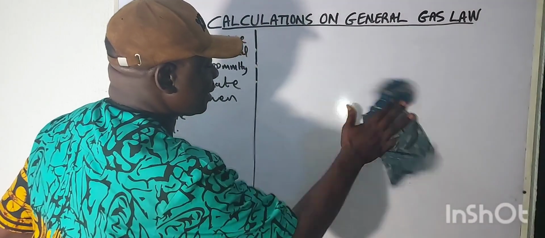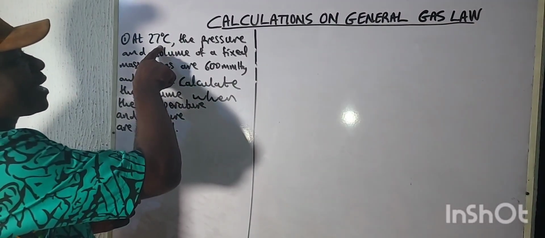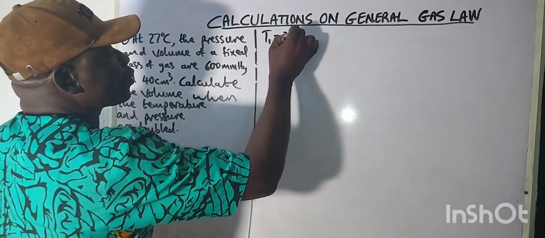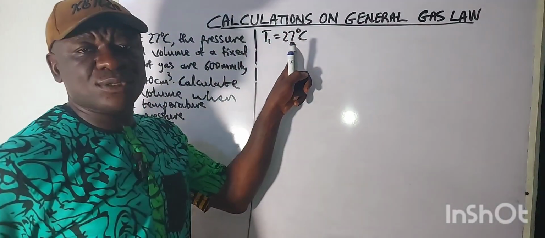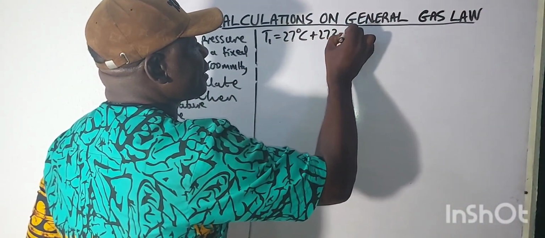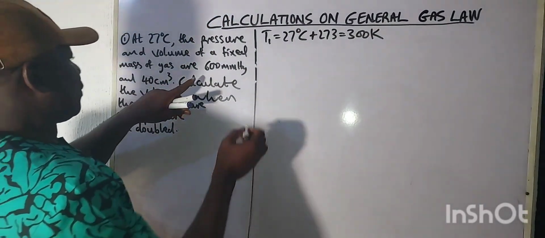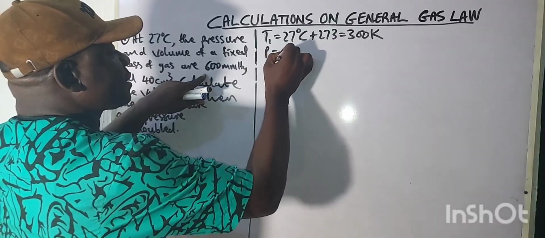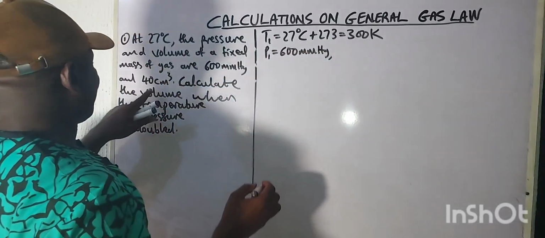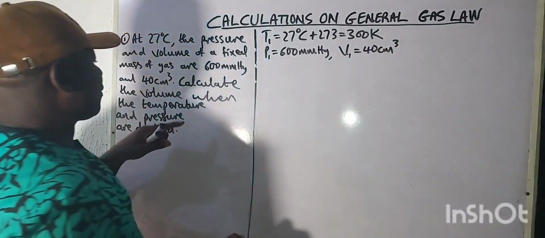So let's look at it. Now the temperature must be in Kelvin. So at 27 degrees Celsius, that means T1 is 27 degrees Celsius, and to take temperature in degrees Celsius to Kelvin, you add 273. So plus 273 will be 300 Kelvin. Then what do we have again here? We have a pressure P1, which is 600 millimeter of mercury. Then we have a volume V1, 40 cm cube.